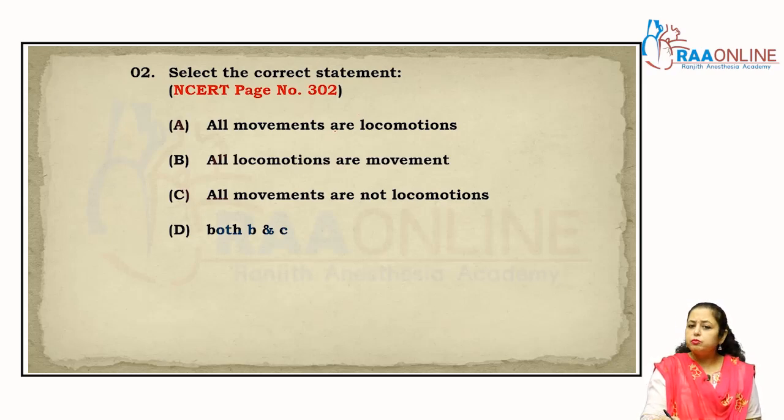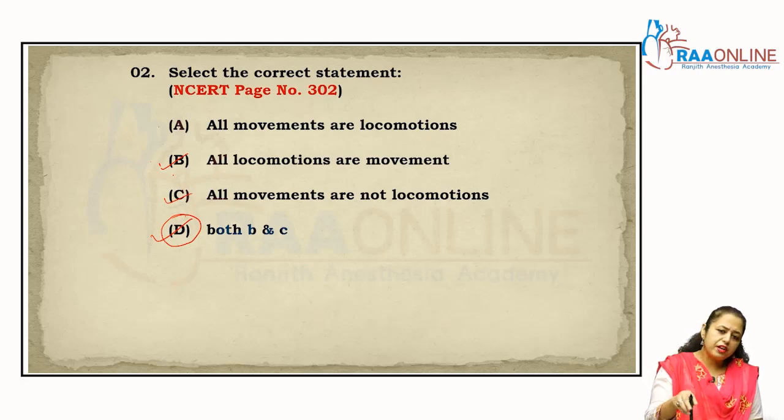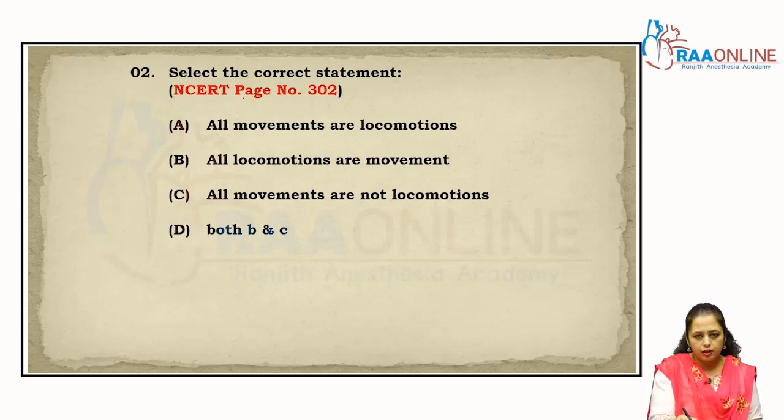Actually, are all types of movements locomotion? Is it correct? No. All types of movements are not locomotion, but all types of locomotions are movement, exactly. So B is correct. All movements are not locomotion, that is also correct. So the correct answer is B and C. It is the favorite question of AIIMS also, asked many times in the reason and assertion part. So remember it, that information is given on page number 302 of NCERT.